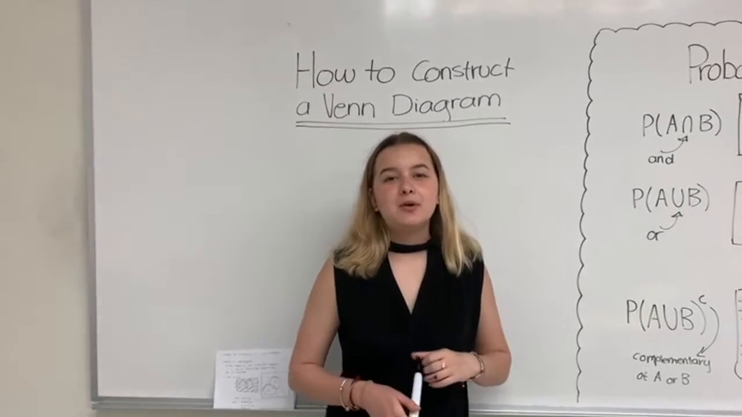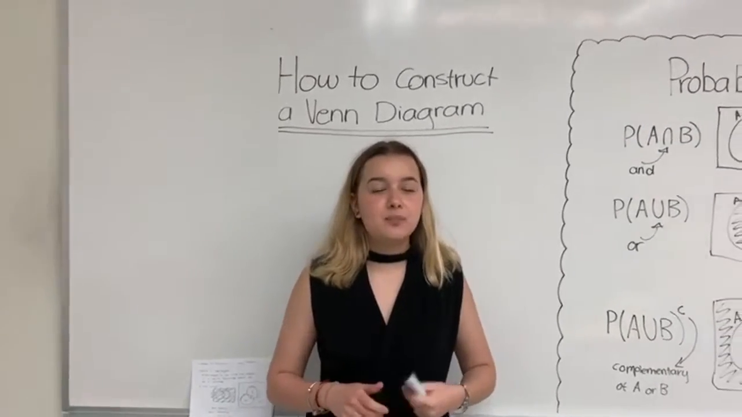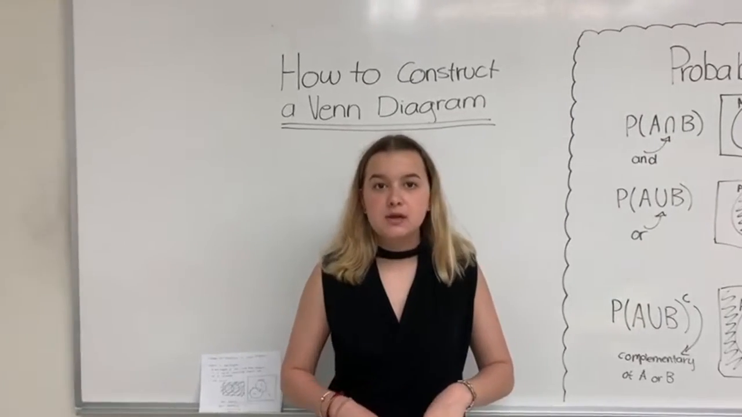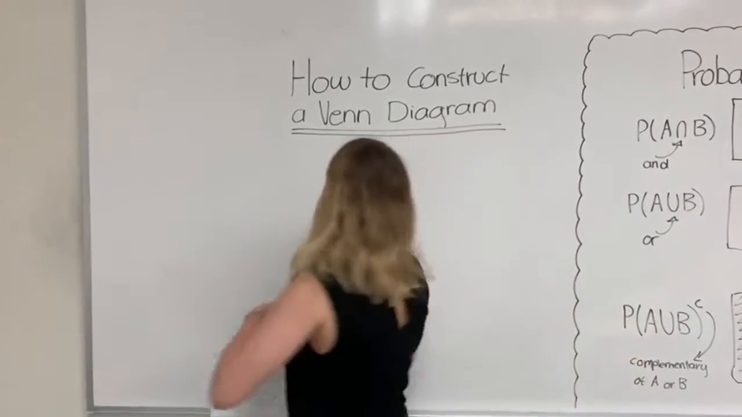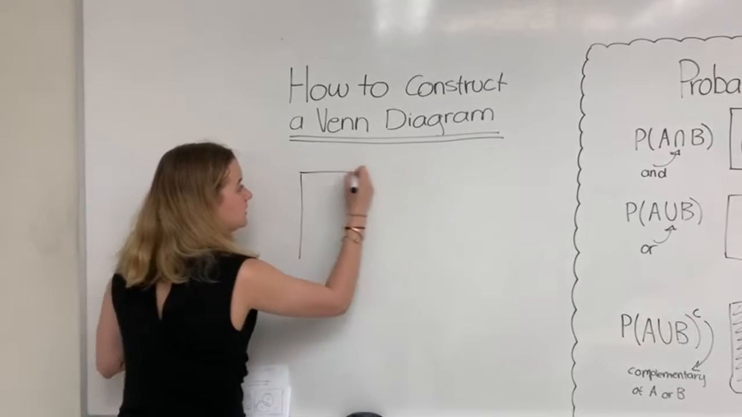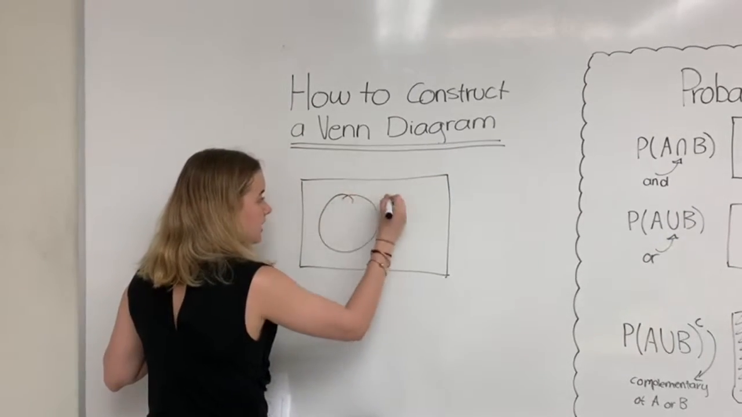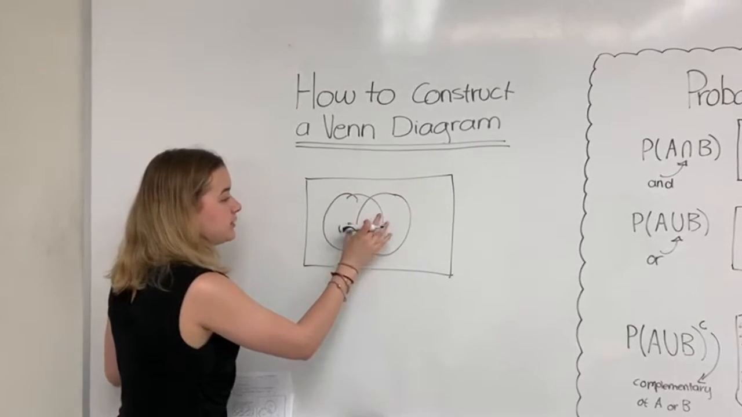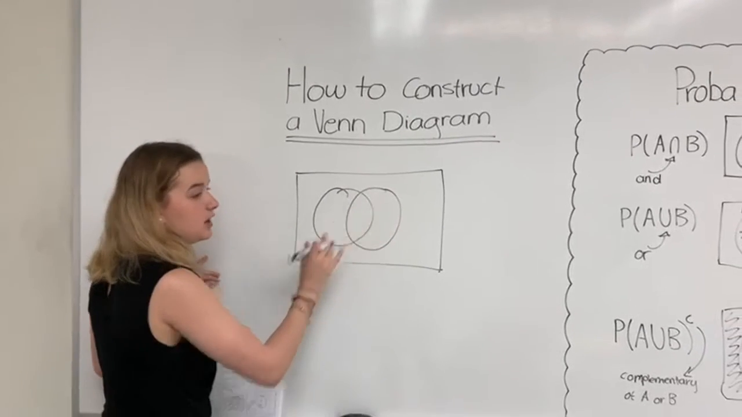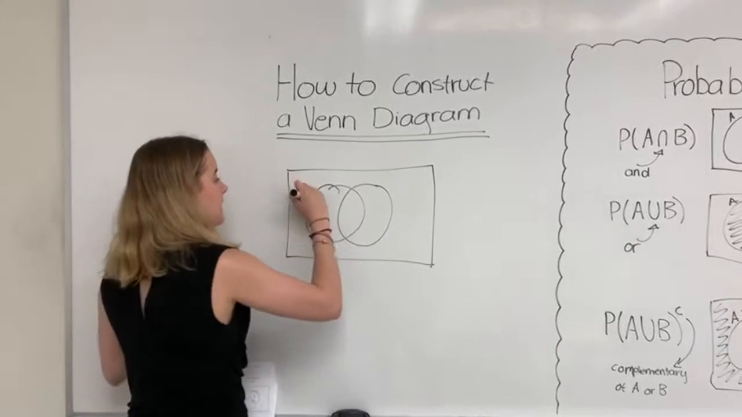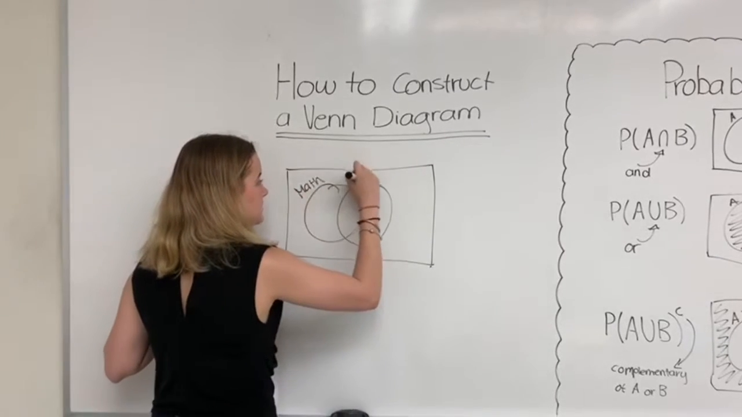A Venn diagram, also called a Euler diagram, is a way of representing sets and their relationships. We will do the following example. You first draw a box, and in the box you draw two circles. They have to join in the middle because this is what both sets have in common. For example, we will put math and Spanish.